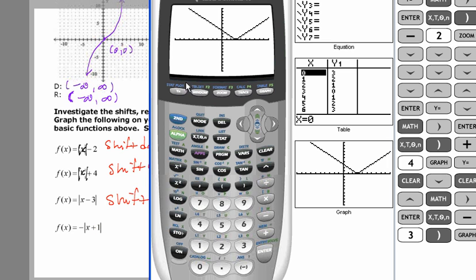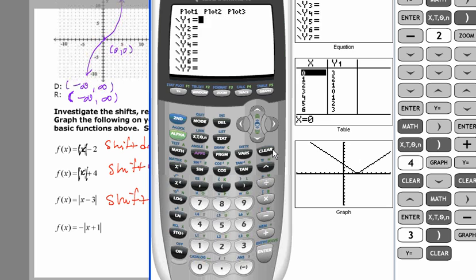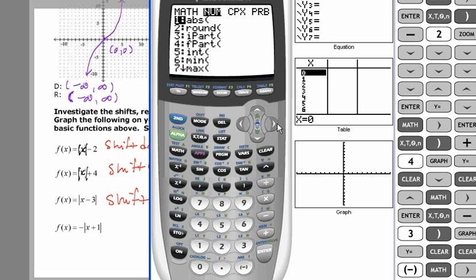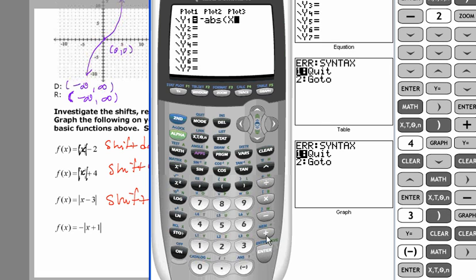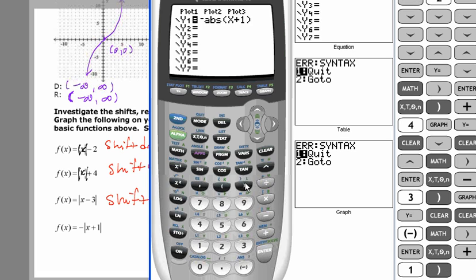Okay, let's graph this one. Let's go back to y equals, clear that out, and let's type in a minus first. The place you get that minus is right here. We do not use a subtraction, we use the minus. Let's go back and get ABS. So we'll hit math, go over to NUM, hit ABS, and let's type in x plus 1. We have everything: the minus, ABS, x plus 1 in parentheses. So we're good. Let's graph it.